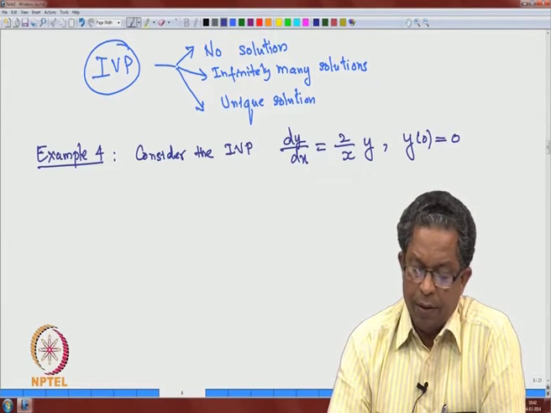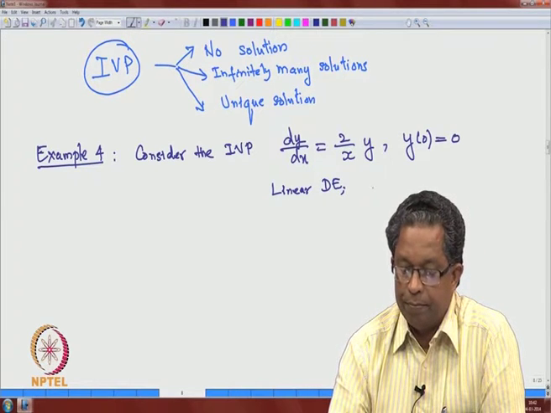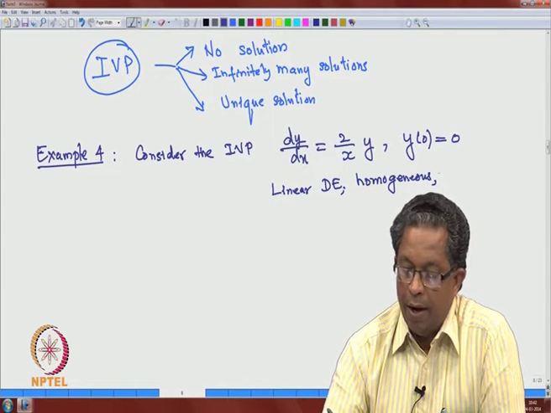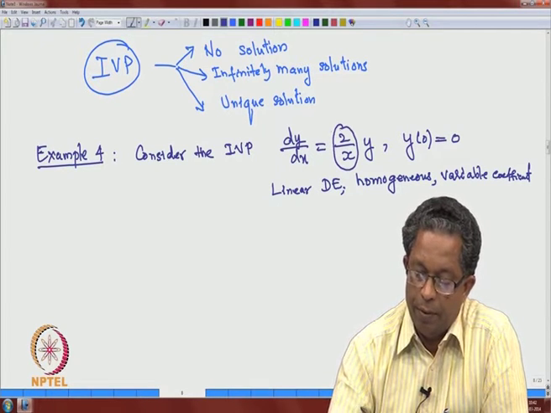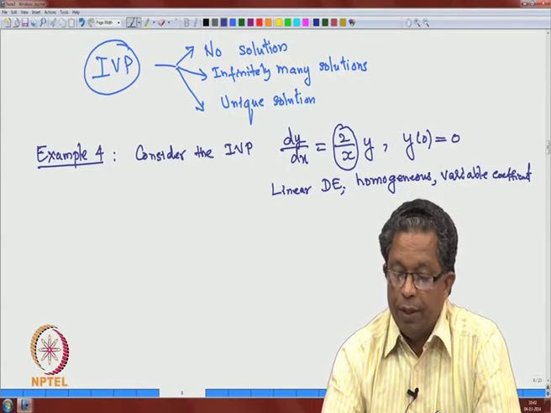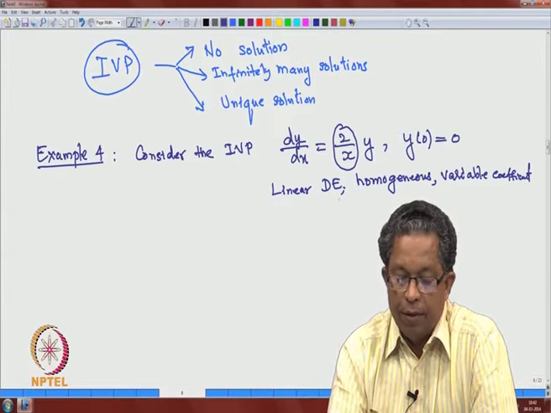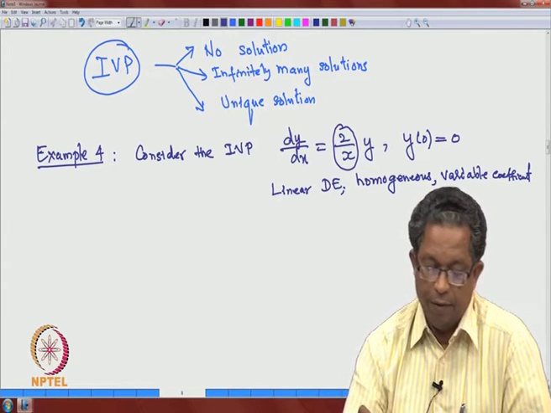So, obviously, this is a linear differential equation, linear homogeneous, and with a variable coefficient. This coefficient 2 by x is variable. There is no term which does not depend upon y, so therefore it's homogeneous, and obviously it is linear with respect to the unknown function y, so therefore it's a linear differential equation.